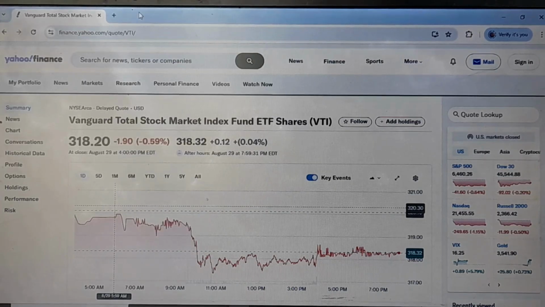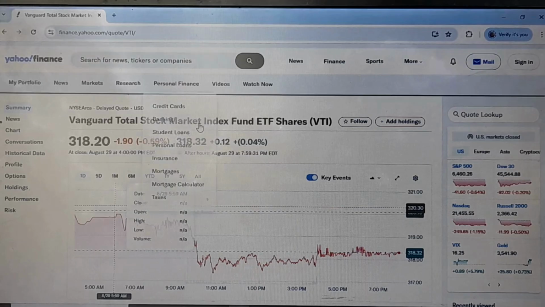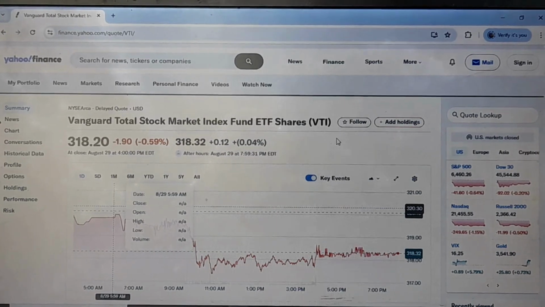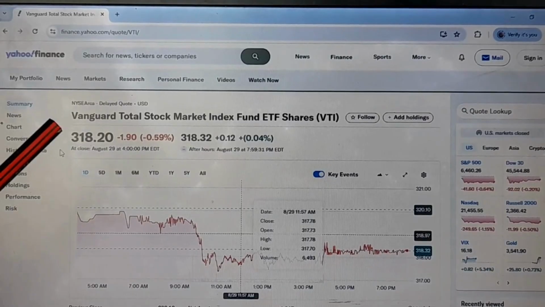On your browser, just type Yahoo Finance. Once you get to Yahoo Finance, on the tickers, you're going to type VTI. On this part, then it's going to open the Vanguard Total Stock Market Fund ETF shares VTI. So we're going to start with this first part.